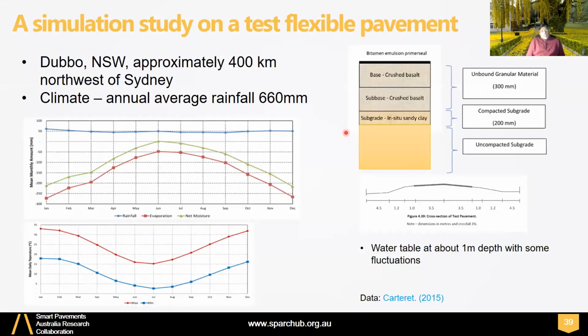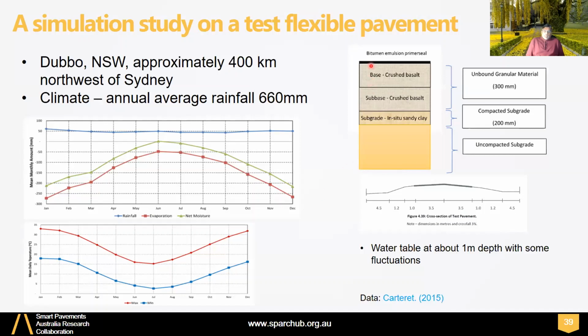So I'm trying to show you a simulation study we have done on a test flexible pavement, and it is from Dubbo, New South Wales, with climate of normally 660 millimeters. And this was reported by Carteret 2015 in his PhD from Newcastle University. So we have got this data set, and my student Chaturi, I should say scholar, Chaturi has done the simulations as part of her PhD. She's about 1 year into her PhD, so I'm showing you preliminary calculations.